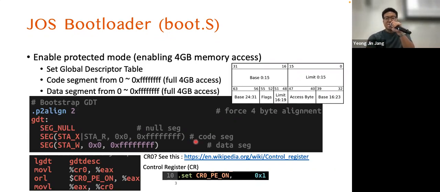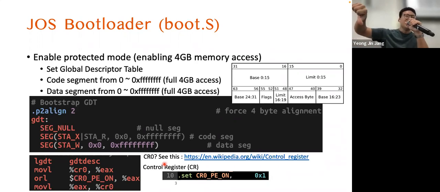After setting the code segment, the data segment and the null segment, what the JOS bootloader does is enable the protected mode. To enable the protected mode, there are knobs in the CPU that we can turn on and off to toggle some of the features of the CPU. The CPU is basically a digital circuit, so turning on means we set some of the bits to 1, and turning off means we set some of the bits to 0. That is also based on the specification.